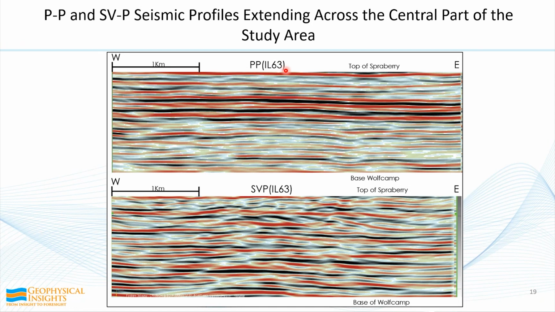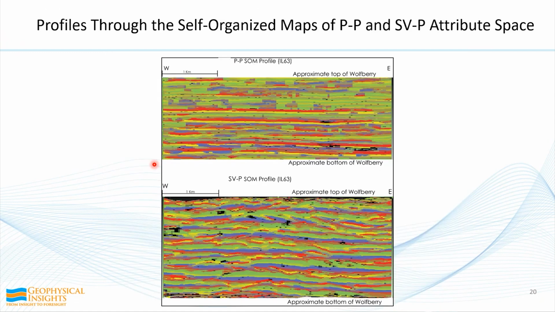original wiggle trace input that was used here, the direct P. This is inline 63, inline 63 down here for the converted P. We've looked at that once, just wanted to flash it up one more time because the next thing that comes on the screen is going to be that same inline vertical slice through the self-organized maps of these two data volumes. So here it is.